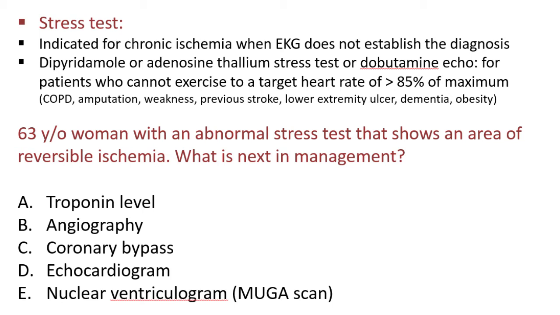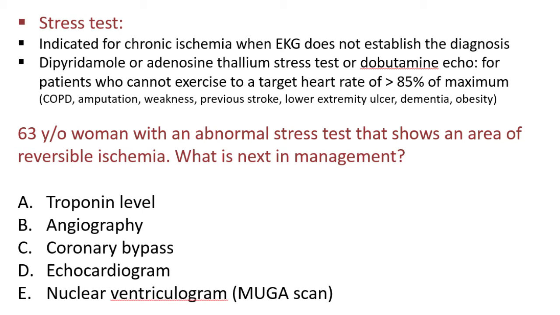I can do stress EKG on a treadmill, but if the patient cannot exercise on the treadmill, like the patient who has COPD or amputation or weakness or previous stroke, for some reason the patient cannot exercise, then I'm going to give these medications, dipyridamole or adenosine thallium or dobutamine, and I'm going to do echo.